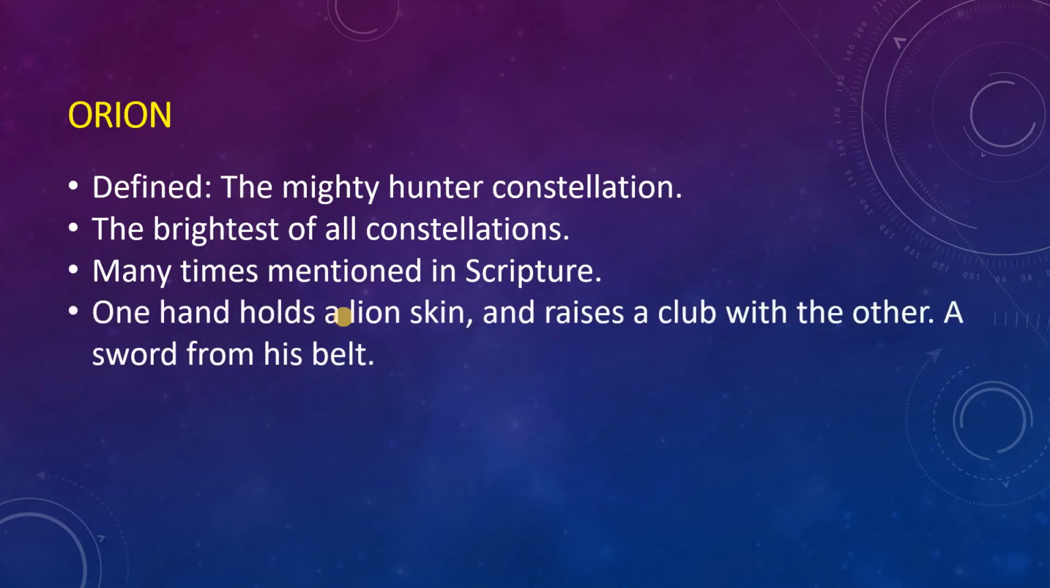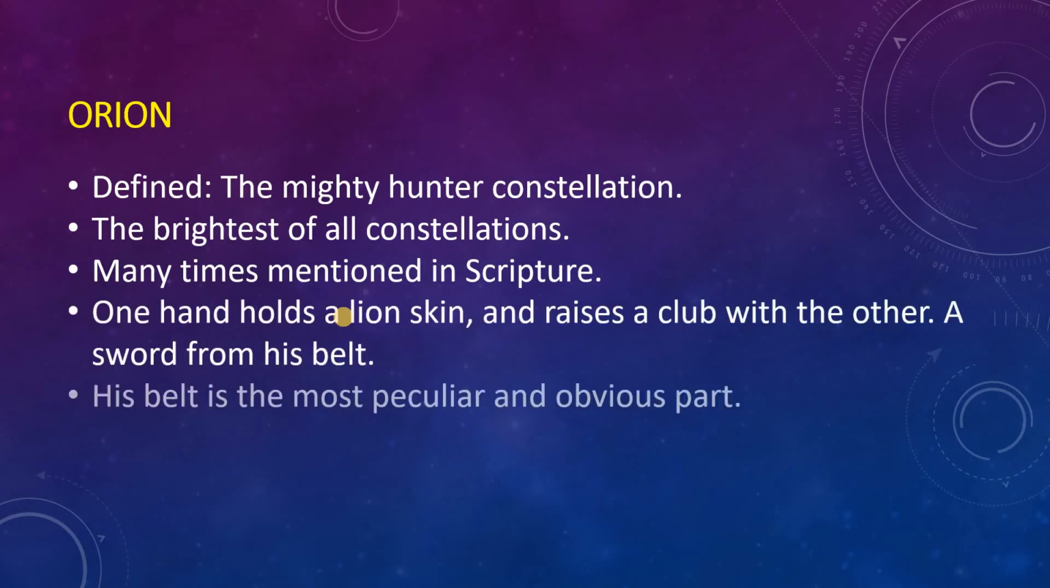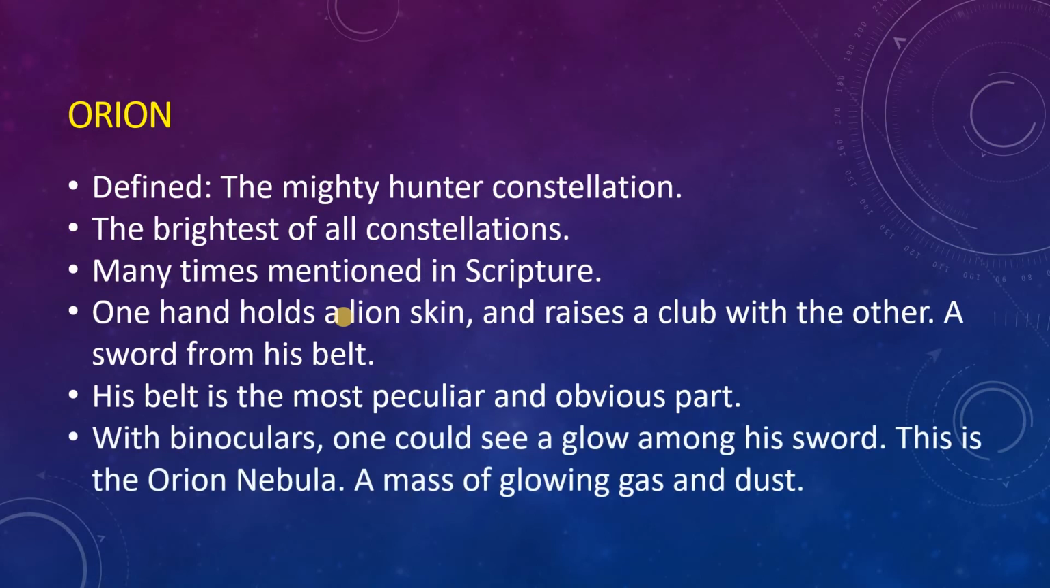One hand holds a lion's skin and raises a club with the other, a sword from his belt. Many times people teach that he's holding a sword, but he's actually holding a club in the stories. His belt is the most peculiar and obvious part. With binoculars, one could see a glow among his sword. This is the Orion Nebula, a massive glowing gas and dust.